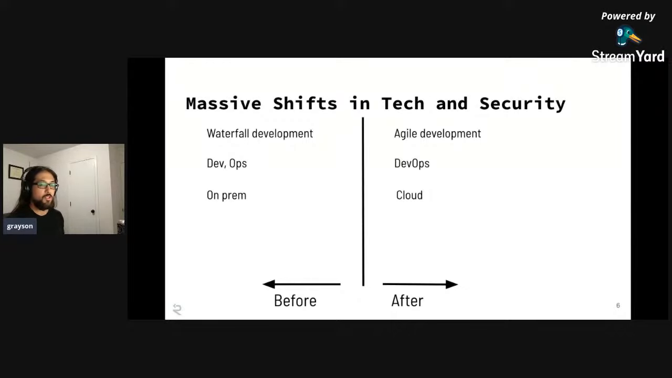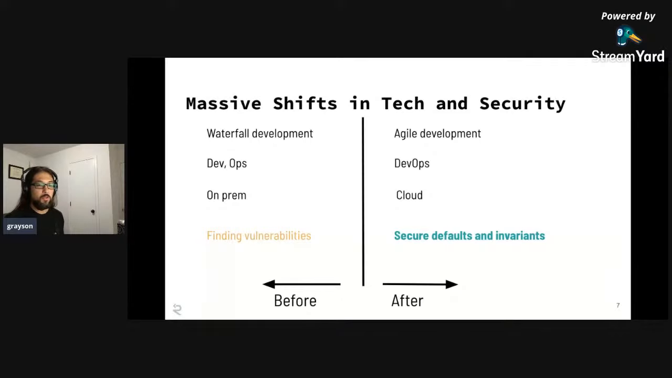We do things in much shorter time frames. In the past, there used to be stovepiped dev and ops roles. Now there are DevOps roles. In the past, everything used to be on-prem, and you had to design all your network requirements yourself. Now you just use the cloud, and most of that's taken care of for you.